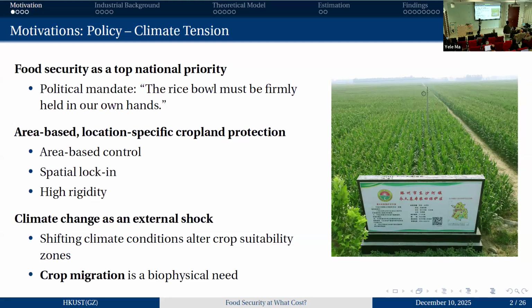As you can see in their slogan, the boundaries are clearly drawn on this board. That means not only the area, but also the exact location of the cropland is already decided by the regulation. However, the overall policy conflicts with shifting climate conditions and crop migration, so there is a conflict.